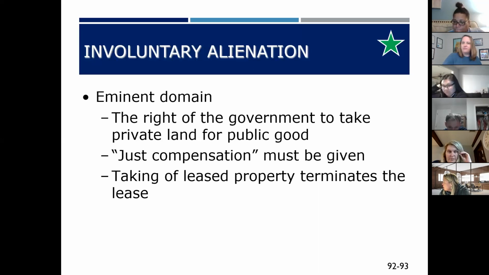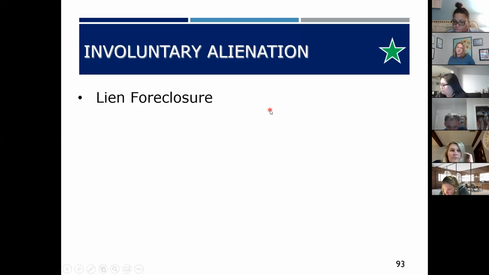Another form of involuntary alienation is lien foreclosure. Failure to pay your debts, for example, your mortgage. The mortgage company could foreclose on you and take the property through the foreclosure process. We're going to talk all about foreclosure in our financing units, units 14 and 15, so I'm not going to say too much about it right now. Just know that foreclosure is an involuntary alienation.